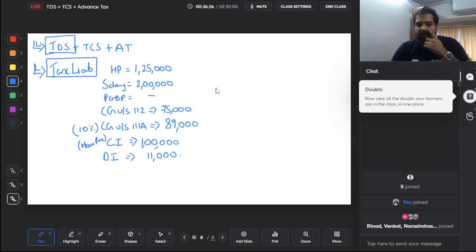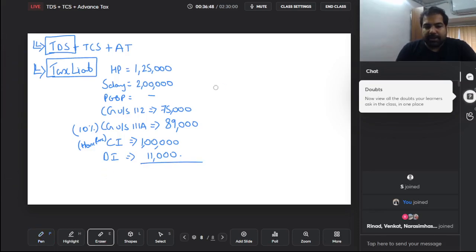Alright guys, looking at this question, I'm just going to help you total it up. First, blindly total it up: 1,25,000 plus 2 lakh plus 75,000 plus 89,000 plus 1 lakh plus 11,000. So 6 lakh is the gross, or the total income is 6 lakh.